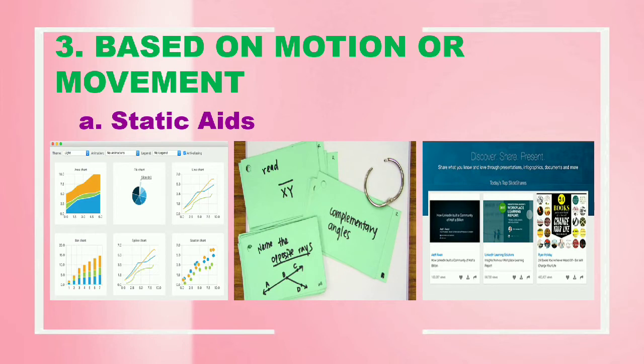Based on motion or movement. This type includes static aids and also the dynamic aids. Static aids refer to visuals in text media. Here are the examples: charts, flashcards, slides.